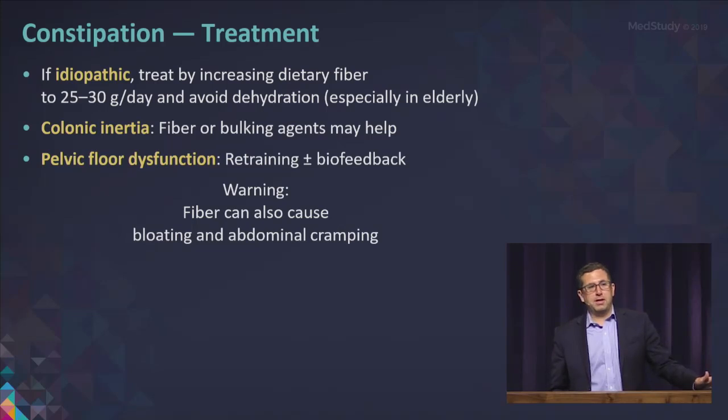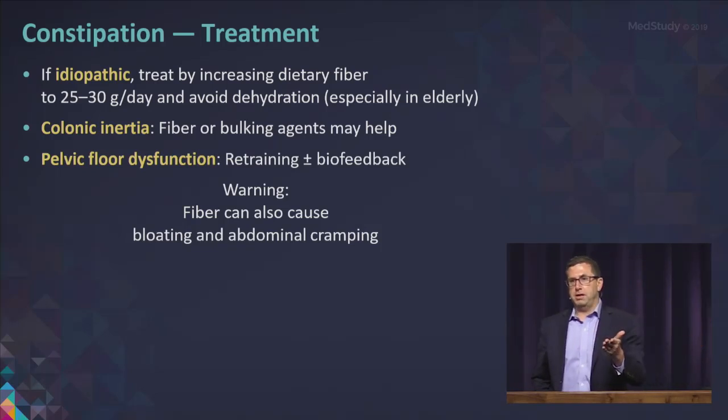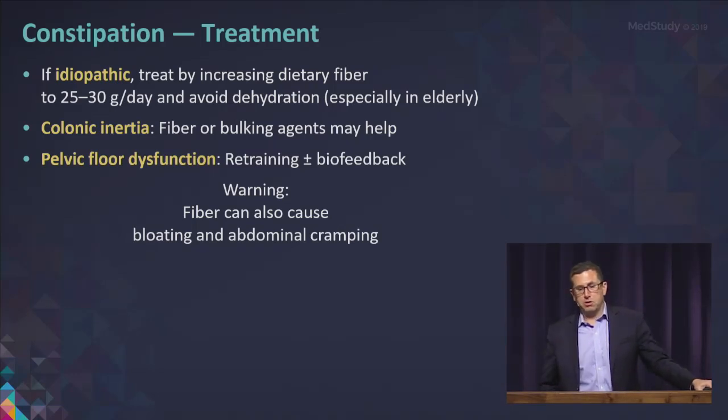Treatment. One of the key things is that people are not getting enough fiber in their diets. Generally, you want people to get at least 25 to 30 grams of fiber, and you want them to drink adequate water. If you really start delving into people's histories, most people are not getting that amount of fiber. And a lot of times if you counsel them on what to eat, you can make a big difference in their symptoms. For colonic inertia specifically, or slow transit constipation, fiber or bulking agents may help.